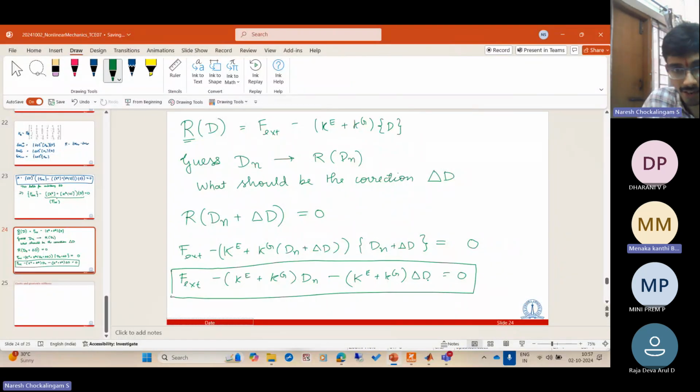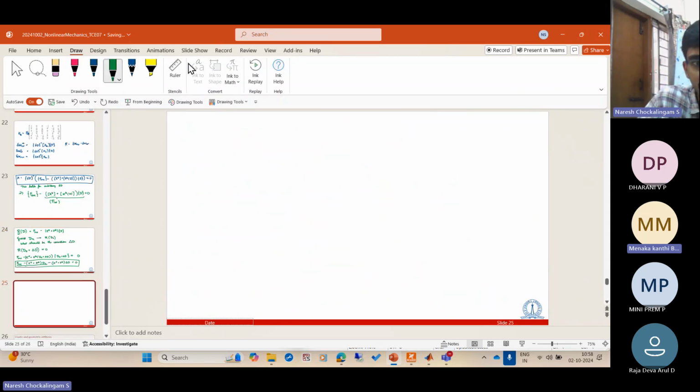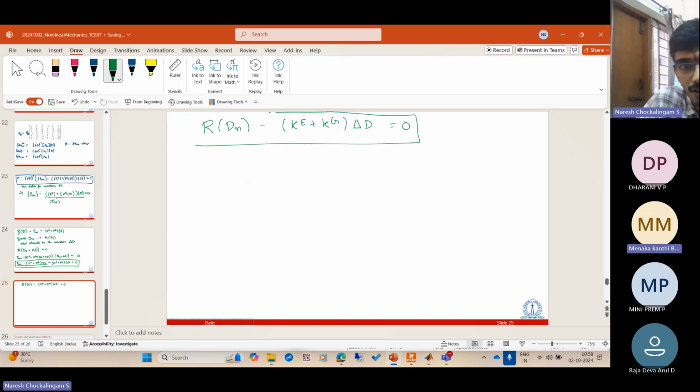We can write it this way when delta d is fairly small. But what is this? It is R of dn. So this itself is R of dn minus Ke plus Kg delta d is equal to 0. Now this is the system I need to solve for.